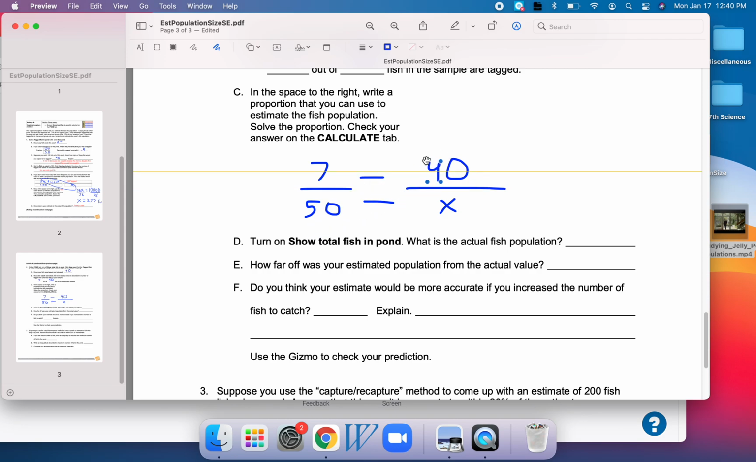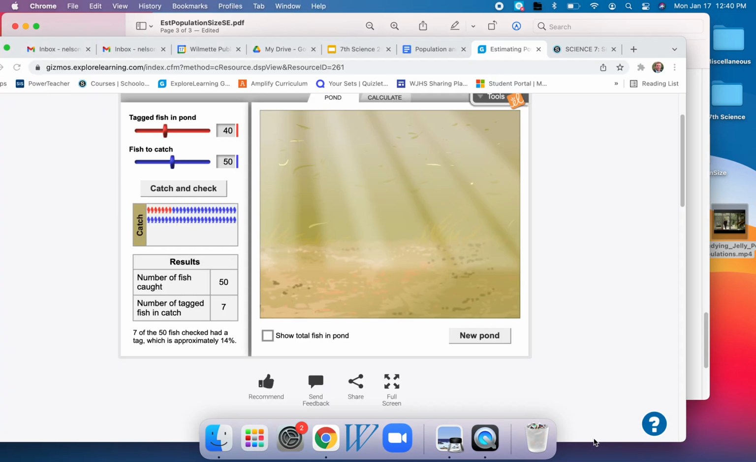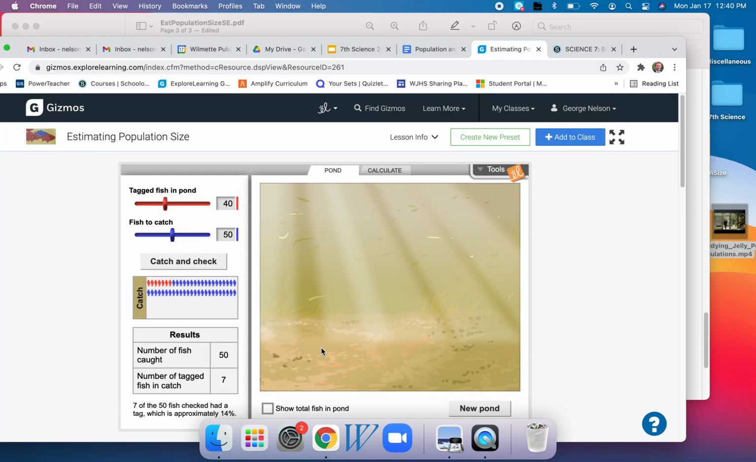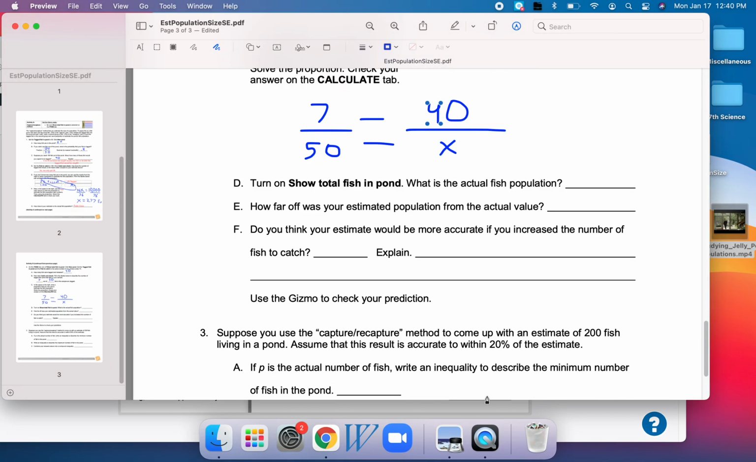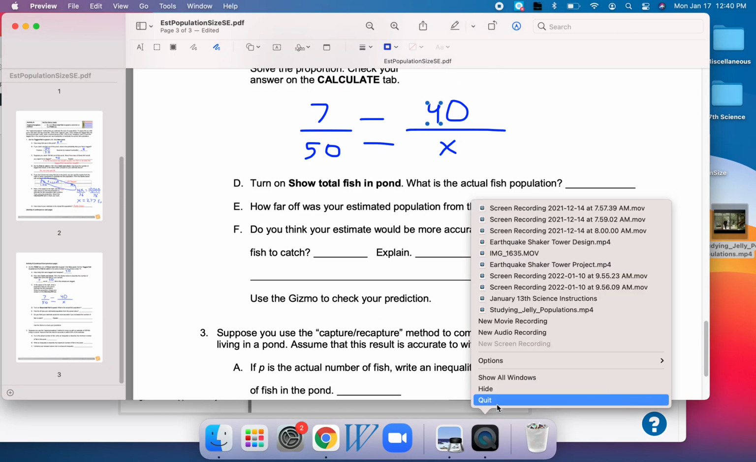Can you use cross multiply? Can you do the rest of your math to figure it out? You can calculate your answer here. What would X be? Then you can go back to the simulation and show the total fish in the pond, and it'll give you your answer. You can also check your work here, your calculations. So, try that. I know this is a lot. Good luck. Please email me if you have any questions.